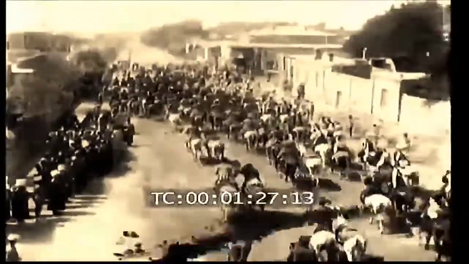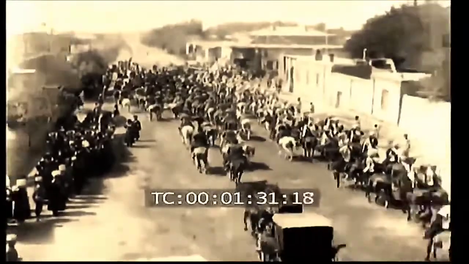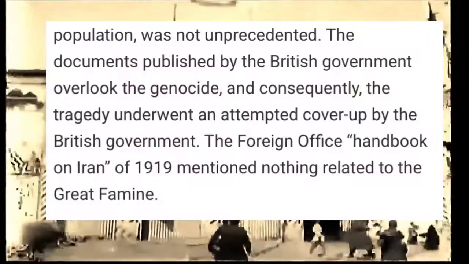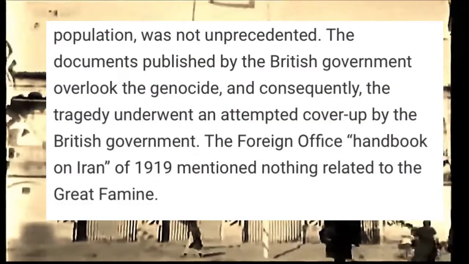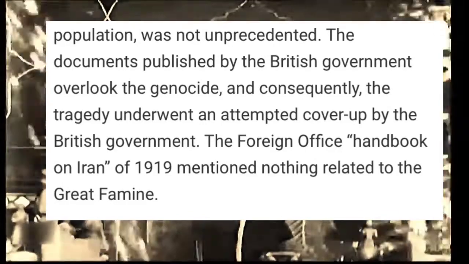And even more damning evidence is the fact that the British government purposely tried to hide the involvement that they had in the famine. They tried to hide documents that showed their culpability. The documents published by the British government overlooked the genocide, and consequently, the tragedy underwent an attempted cover-up by the British government. The Foreign Office Handbook of Iran of 1919 mentioned nothing related to the Great Famine.